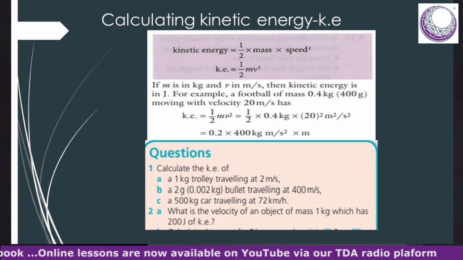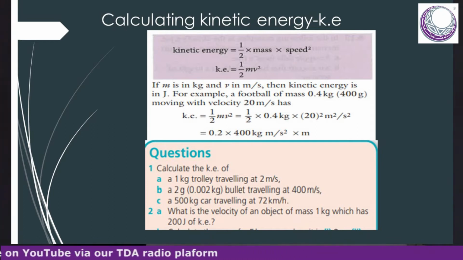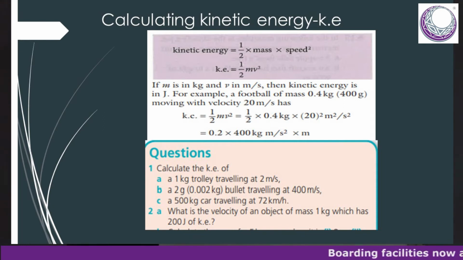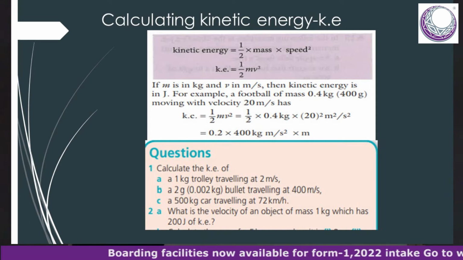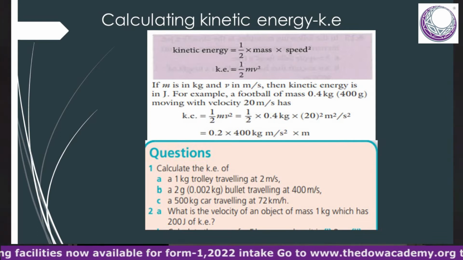Calculating KE, kinetic energy. Kinetic energy equals half multiplied by the mass multiplied by the speed squared. Don't forget the speed squared there, which is KE equals half mv squared, shown here. Your mass is in kgs, and your v, your speed, your velocity, in meters per second. Then your kinetic energy should come with the units of joules, capital letter J. The units of energy there are joules, capital letter J.